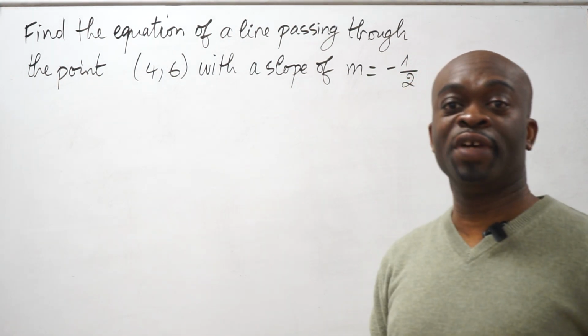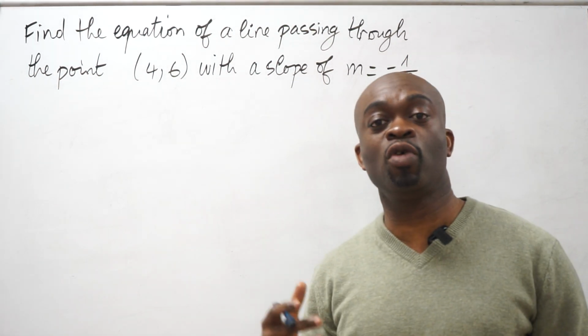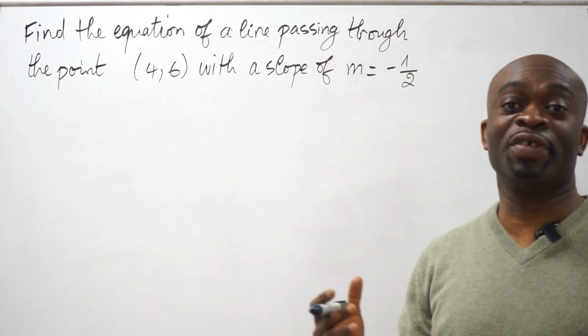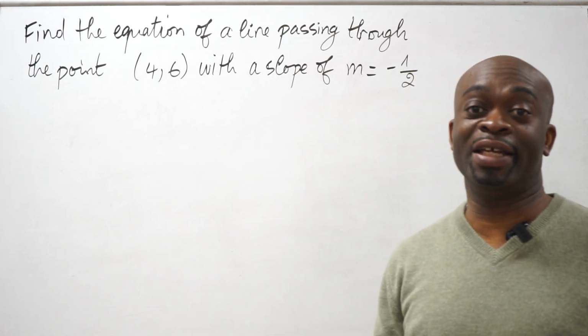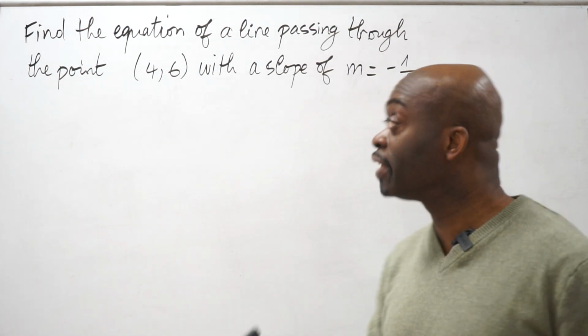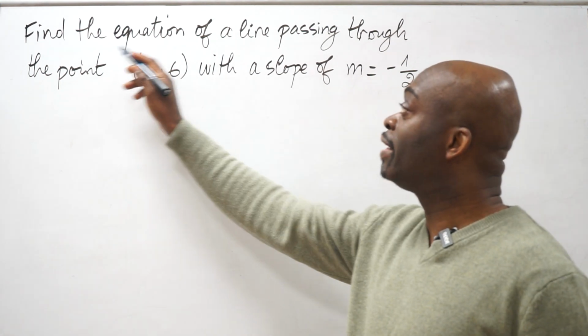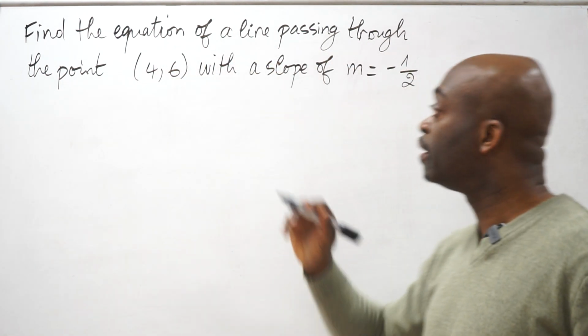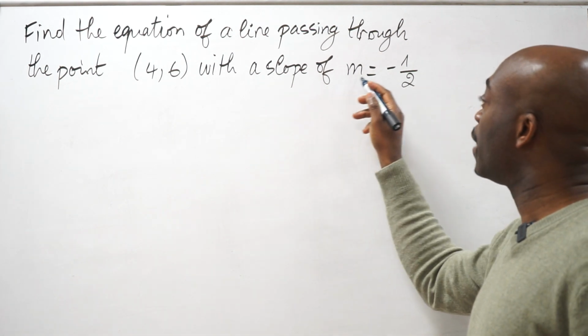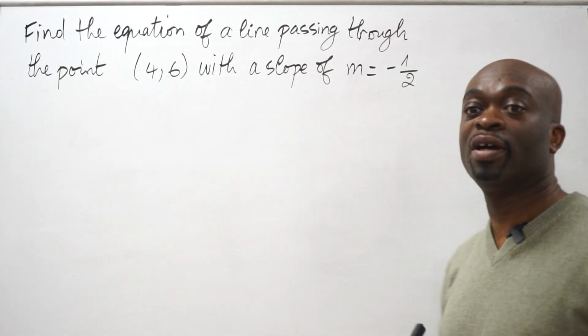So guys, what we're doing over here, we're trying to write the equation of a line. Most of the time we are given the equation of the line, but in this case we are not given that, we are looking for it. So let's take this question here. Find the equation of a line passing through the point (4, 6) with a slope of m equals -1/2.